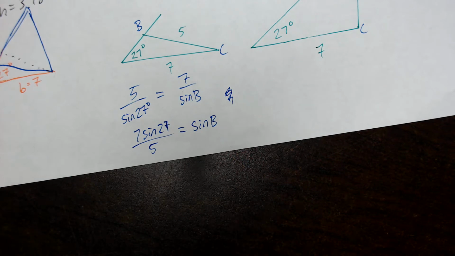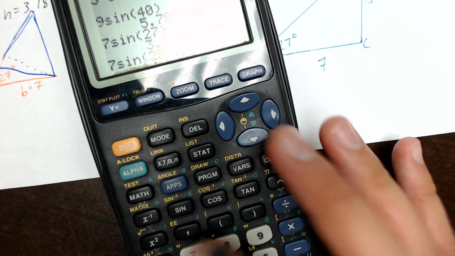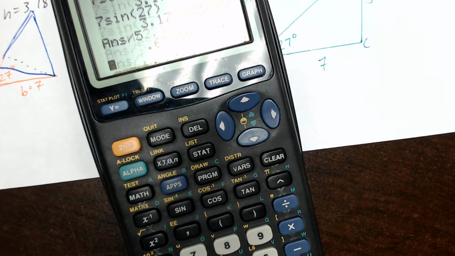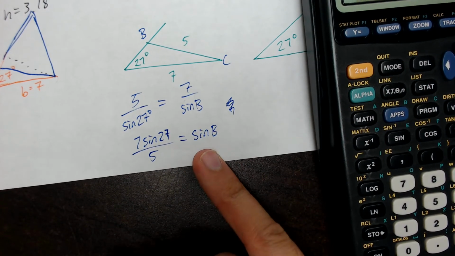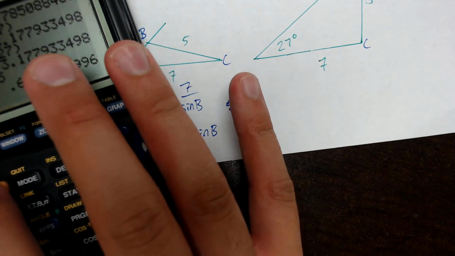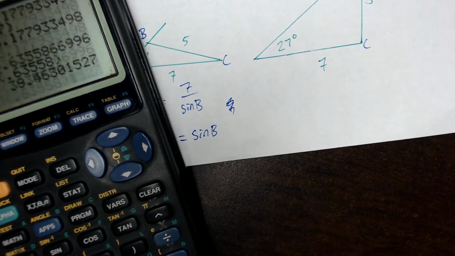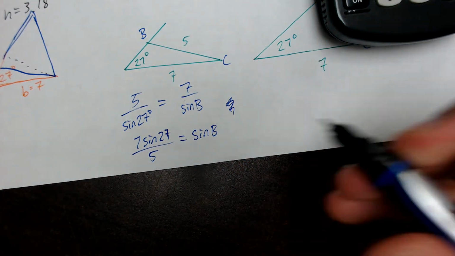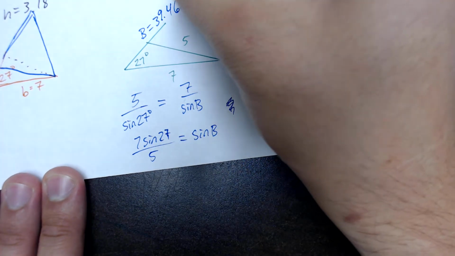So we'll punch this into our calculator. 7 times the sine of 27 gives me that. I divide it by 5. I get that, and that's going to be the sine of B, so I have to do the inverse sine function on that. 0.6358. I get about 39.46 degrees. So that is one option. So for B here, I have 39.46 degrees.